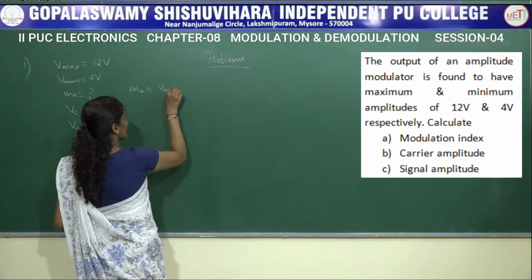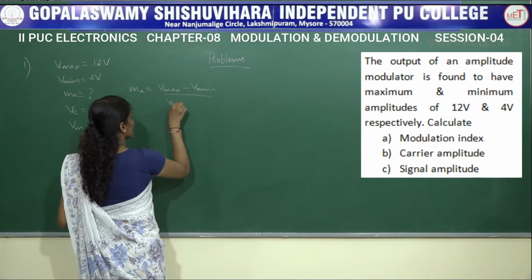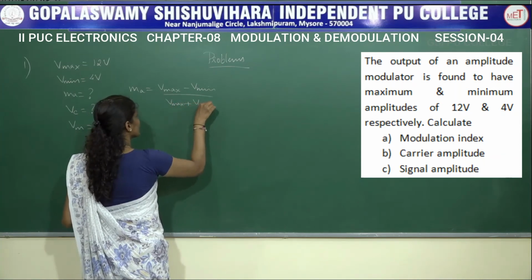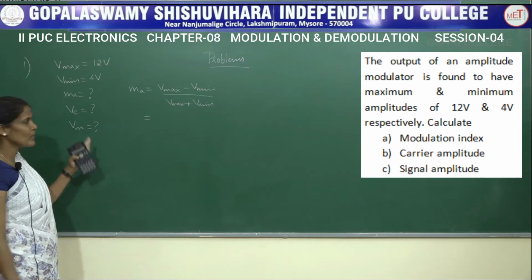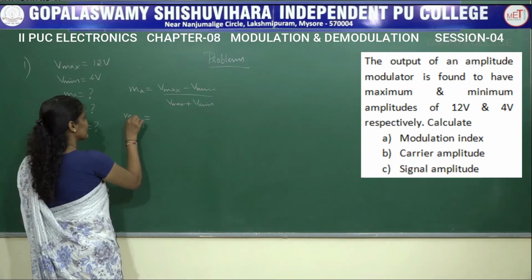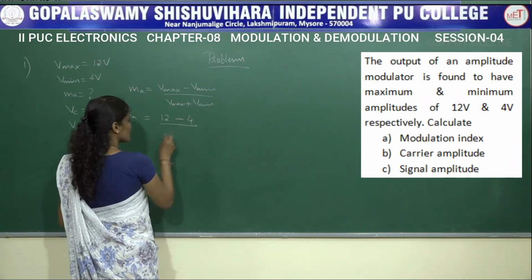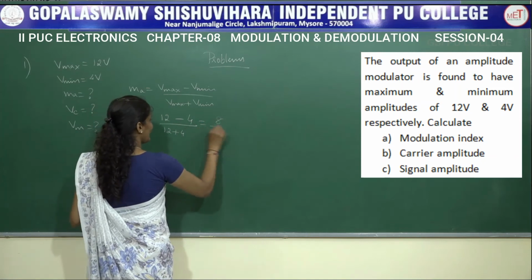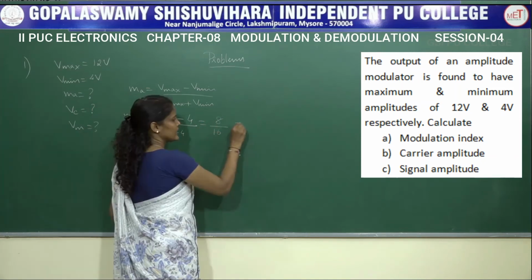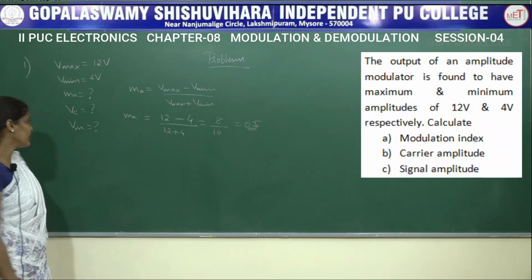MA equals Vmax minus V minimum divided by Vmax plus V minimum. They have directly given the values of Vmax and V minimum. Just substitute those values over here and find out MA. Vmax is 12, V minimum is 4. So 12 minus 4 divided by 12 plus 4, which gives me 8 divided by 16, 0.5. So MA value is equal to 0.5.